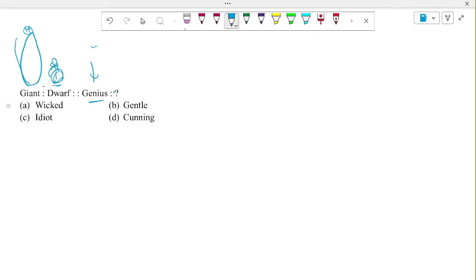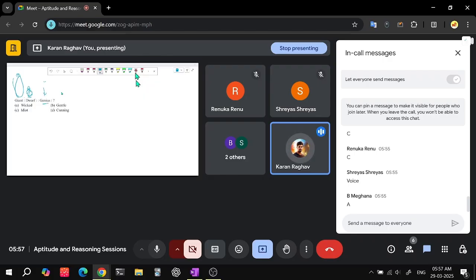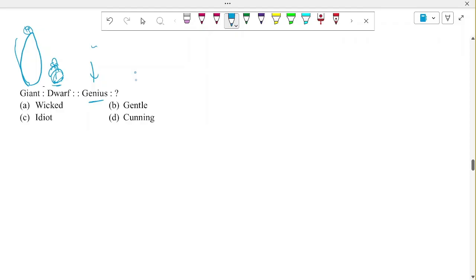Genius, very talented. Someone who is not talented, what do you call them? Yes, option C is correct for this question. Okay, they are opposite words.